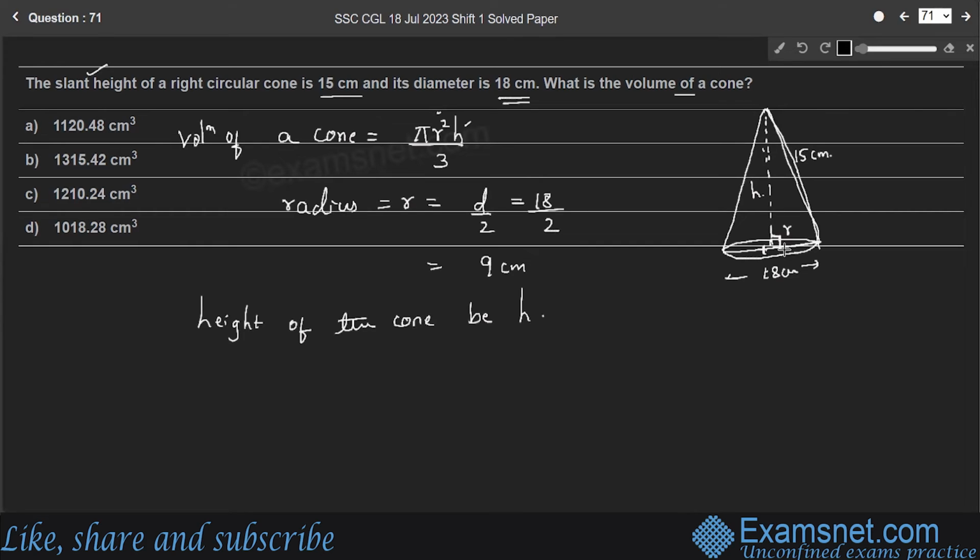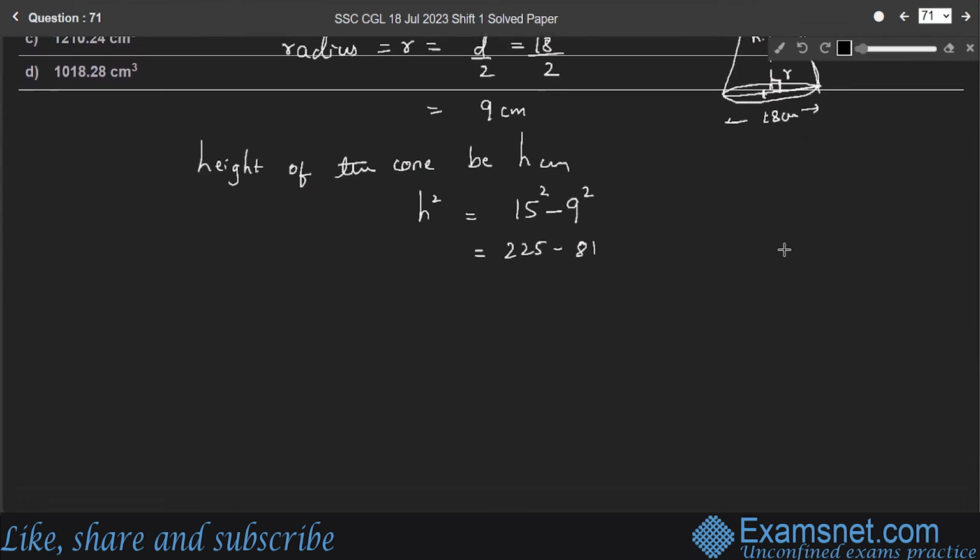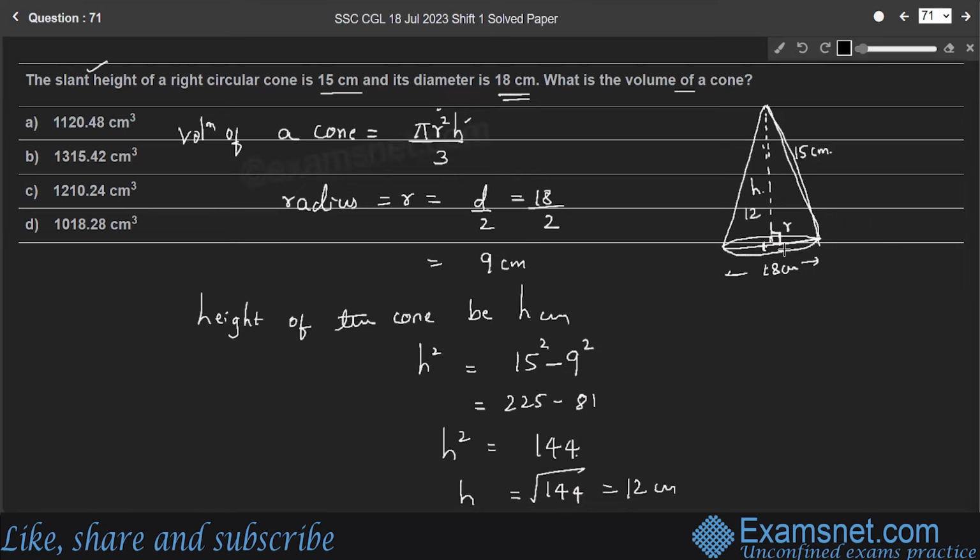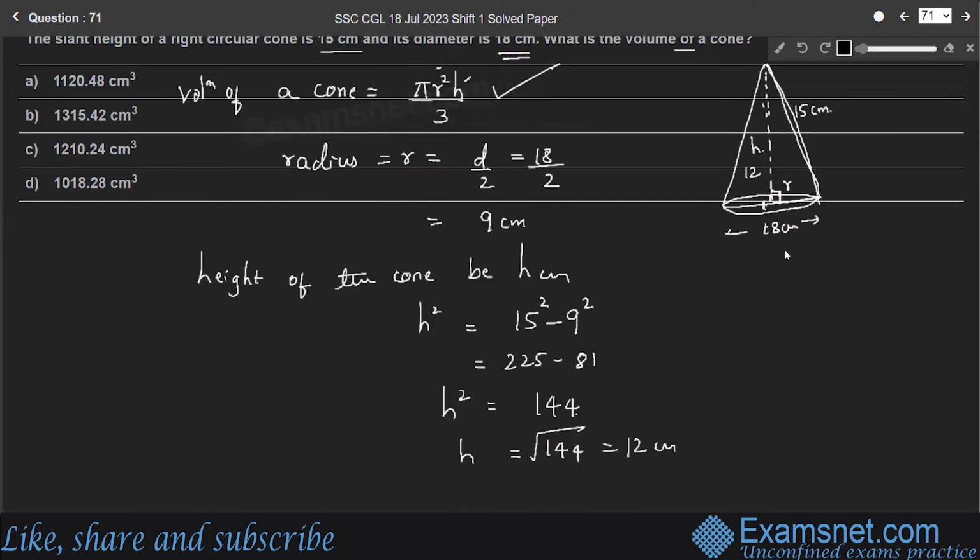Let the height of the cone be h centimeter. From the figure, h square is equal to 15 square minus radius square, which is 9 square. So 15 square is 225, 9 square is 81. 225 minus 81 is equal to 144, which is height square. Therefore, height is equal to root of 144, which is 12 centimeter, the height of the cone.